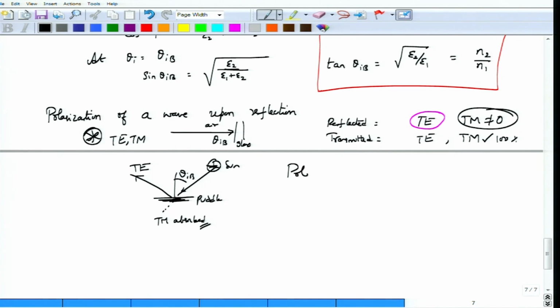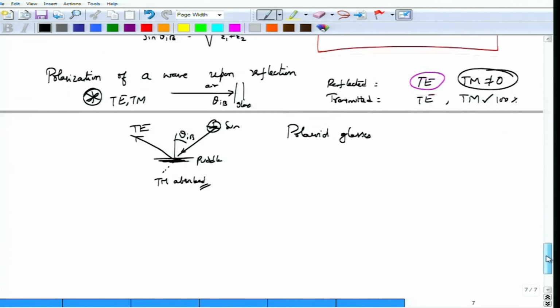This is the idea behind Polaroid glasses, right? So light coming from the sun is made to fall at a Brewster angle. The reflected light will be TE polarized and the transmitted field will be TM polarized light, TM plus some amount of TE polarization. So these are used in anti-glare cases.